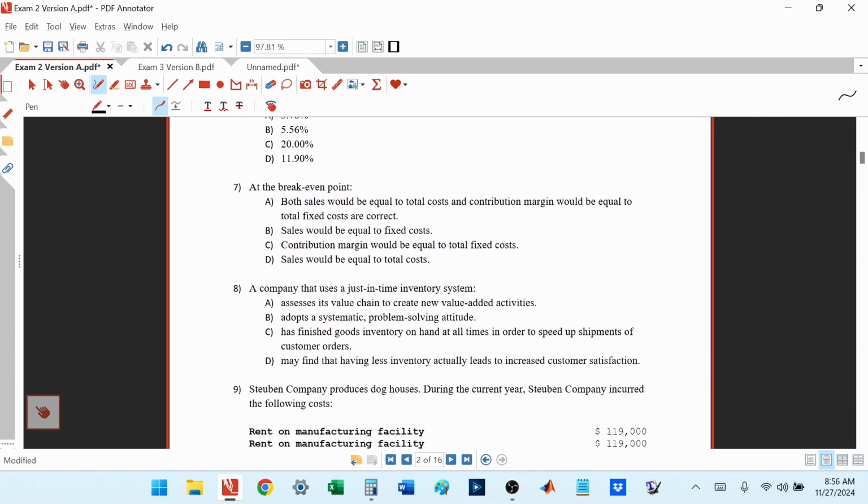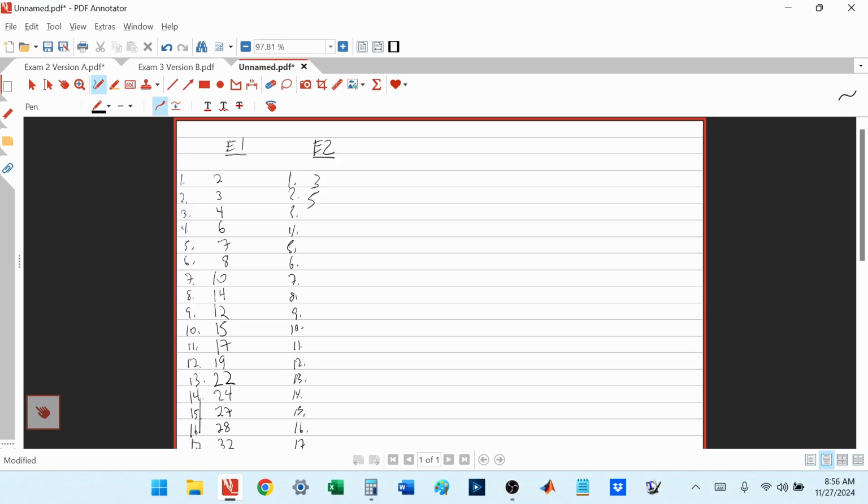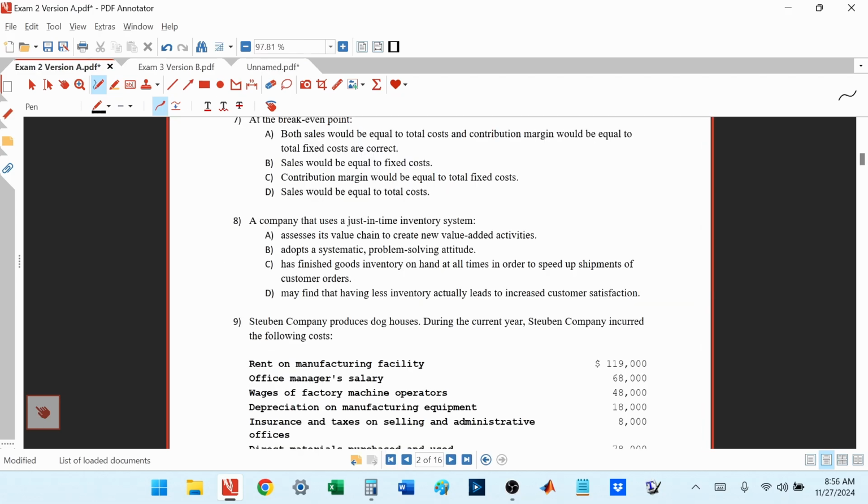Let's see. Let's do 8. We'll also do 9. A company that uses a JIT inventory system may find that having less inventory actually leads to increased customer satisfaction.